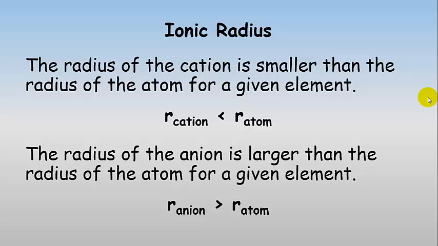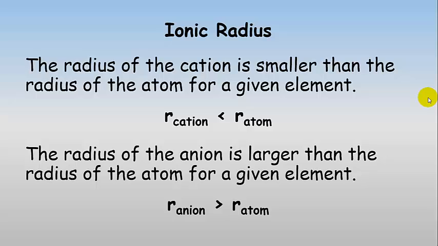Now, ionic radii are just a little bit different, and there are two general principles. Basically, the radius of the cation is smaller than the radius of the atom for a given element. Now think about why that is. Remember, the cation and the atom both have the same number of protons, but what's different is that the cation has fewer electrons to keep track of.